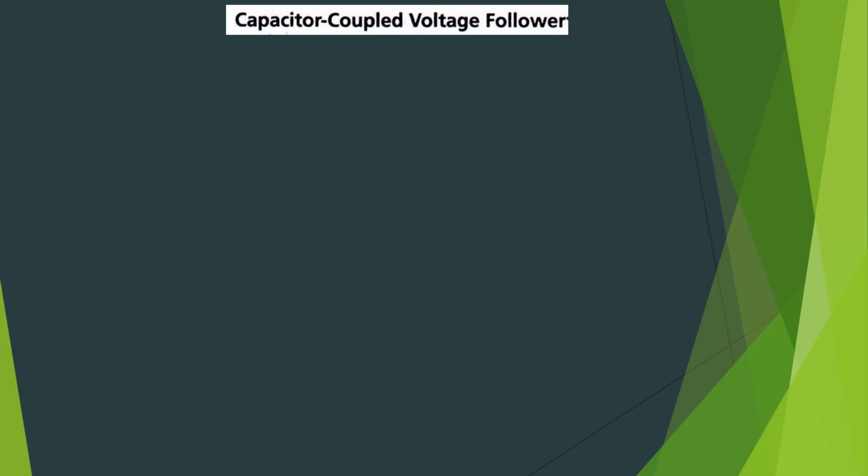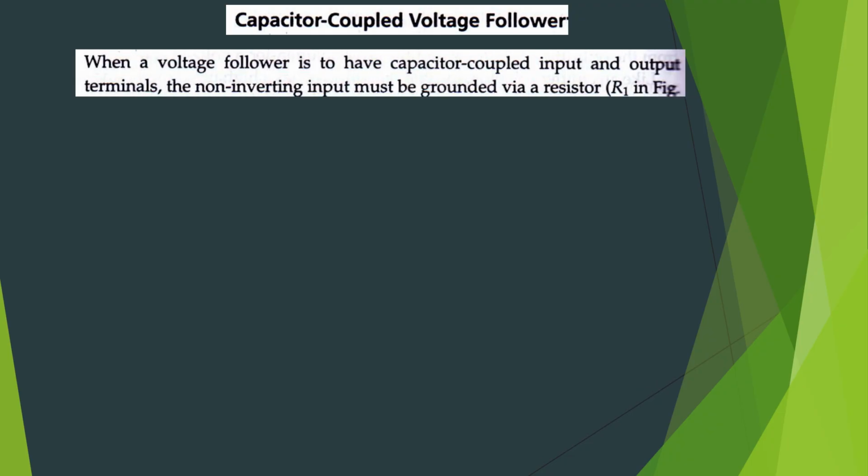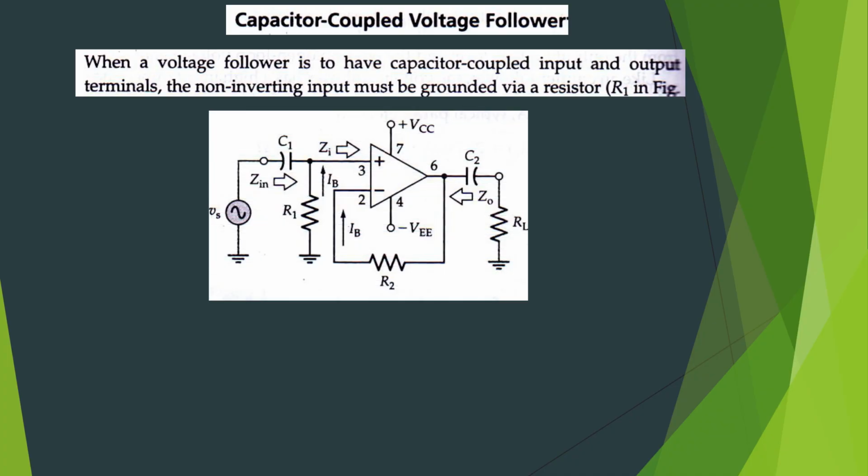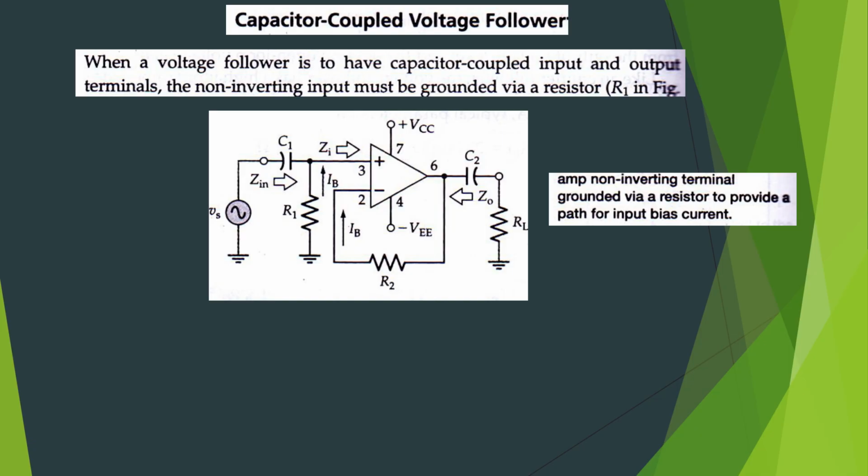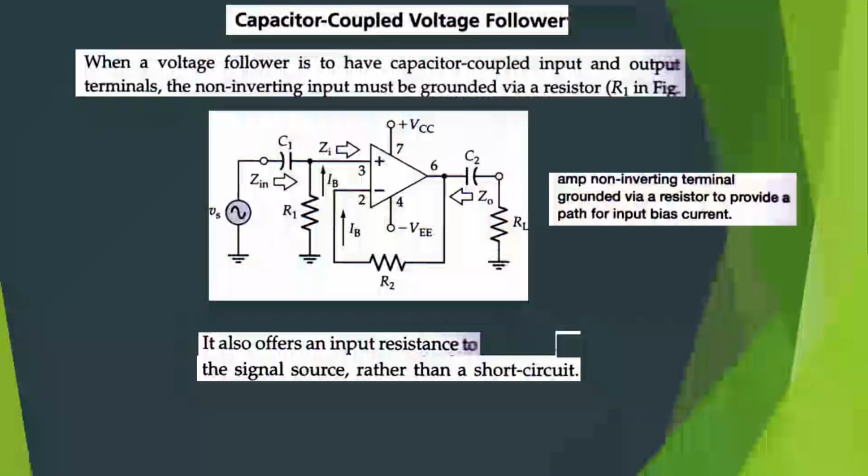Next, capacitor coupled voltage follower. When a voltage follower is to have capacitor coupled input and output terminals, the non-inverting input must be grounded via a resistor R1. The non-inverting terminal is grounded via a resistor to provide a path for input bias current. It also offers an input resistance to the signal source rather than a short circuit.